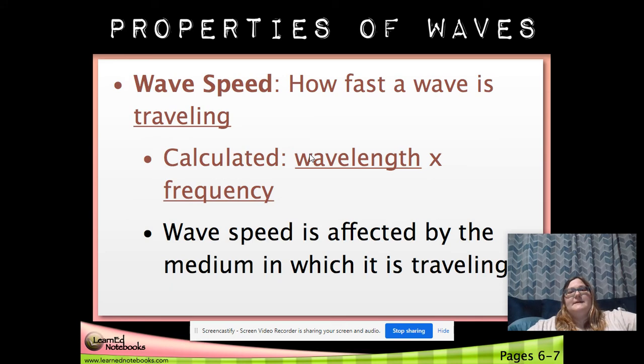Wave speed is how fast a wave is traveling. It's calculated as wavelength times frequency. So how far apart is it, times how many waves are passing in a second? And it can depend on what it's moving through. Is it going through a gas, a liquid, or a solid? So if we have a wavelength of 10 and a frequency of 3, then you would have 30 waves in a second.